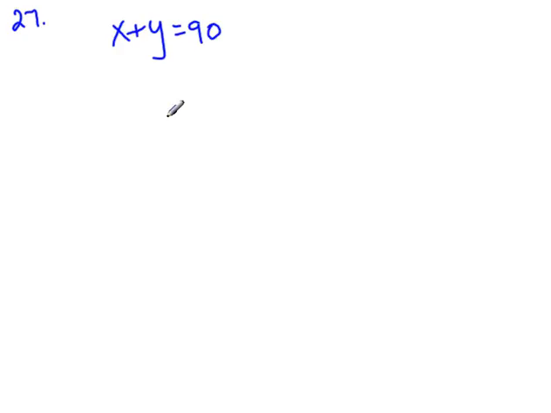Okay, then what else does it tell me? Because I still need to make a second equation. It says the measure of one angle is 15 degrees more than half the measure of the other. So if I make x be the one that's involved, x is going to equal 15 more than half of y. So that's half of y plus 15.